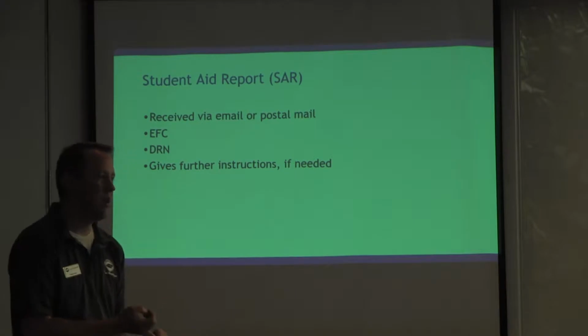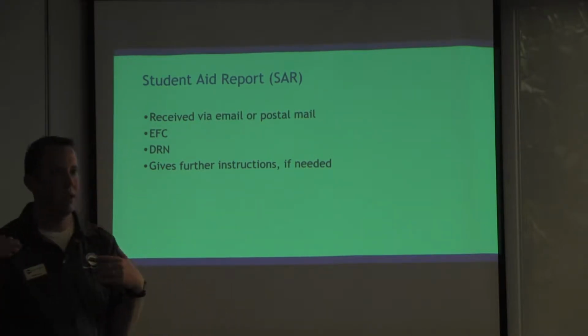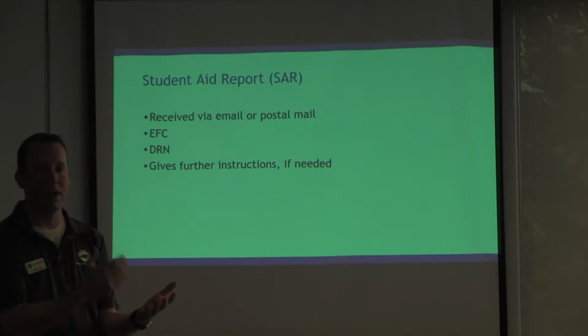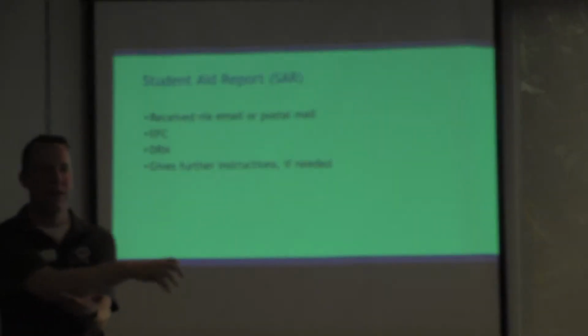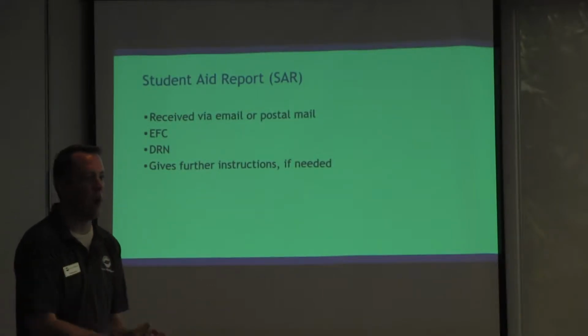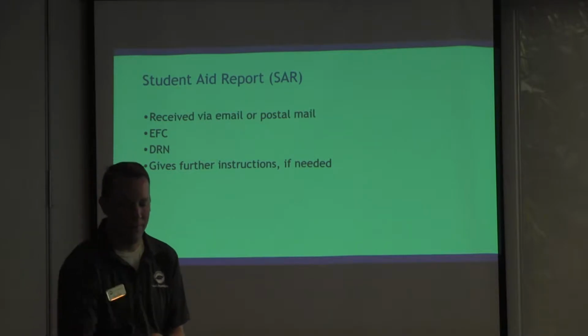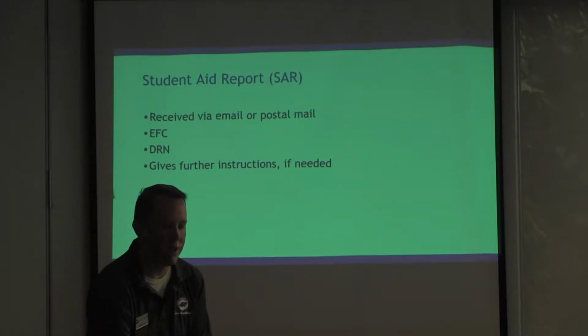The DRN number sometimes helps if the student didn't put a school on their school code. A school can use that DRN number to pull a FAFSA from the system and get it quicker than a student doing that and putting their school code. Any questions so far?